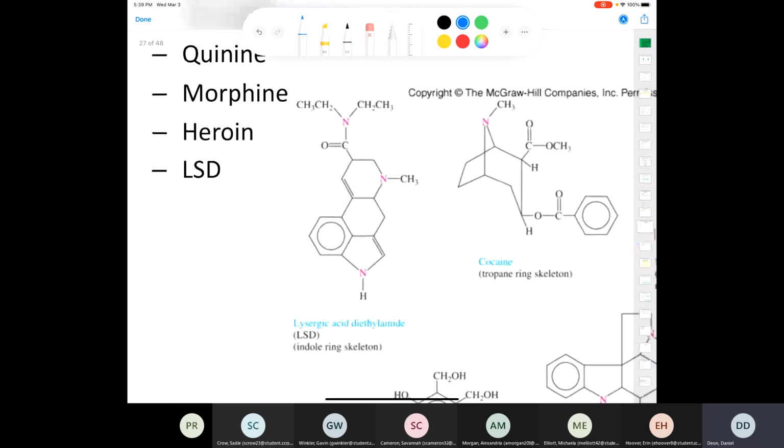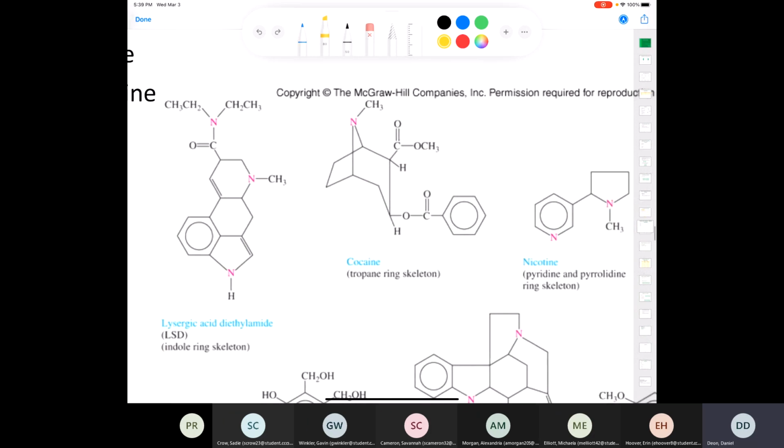If you take a look at this one here, this is LSD, lysergic acid diethylamide. And you can see that not only do we have a heterocycle here, right? Here we have an indole in the molecule. Okay, we have 3 nitrogens. If you look at the structure of cocaine, it has a benzene ring in it. It also has this really interesting bicyclic structure here that has a nitrogen in the molecule.